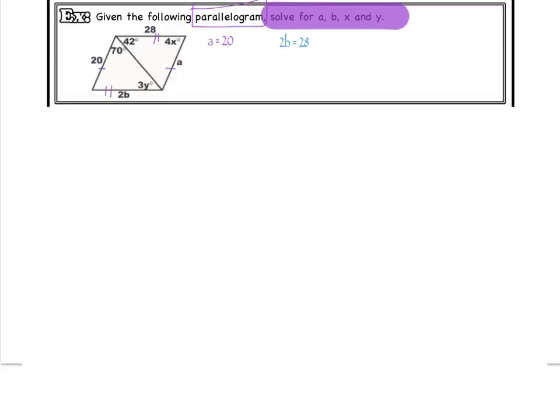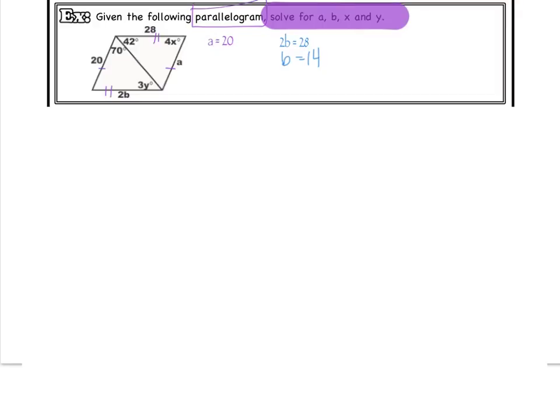Hopefully you were able to see that a is just 20. That was nice and easy. And that 2b equals 28 because those opposite sides are congruent. So when I solve for b, I get that b is 14. Alright, so let's go ahead and attack these angles.